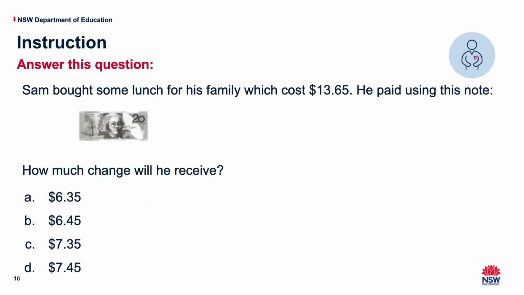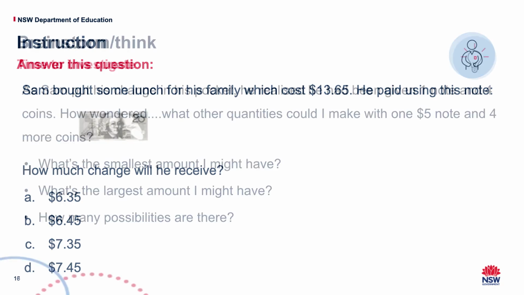Sam bought some lunch for his family, which cost $13.65. He paid using that note. I wonder if you can tell me what that note is. And then you need to figure out how much change he will receive. What do you need to do? Do you need to add? Do you need to subtract? How do we do that? Have a think about that. Spend some time on it.